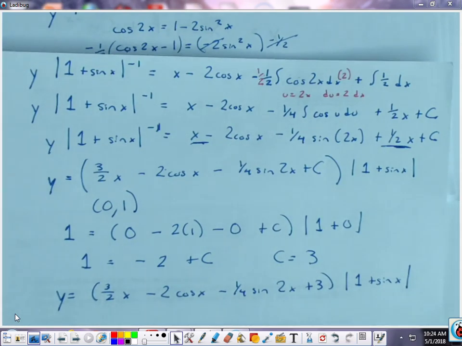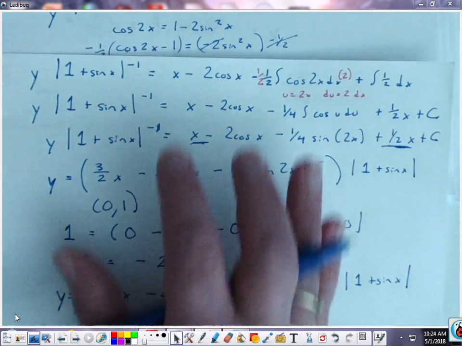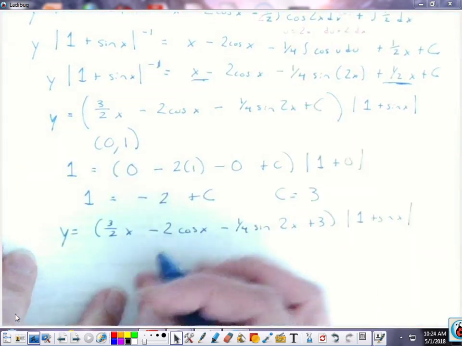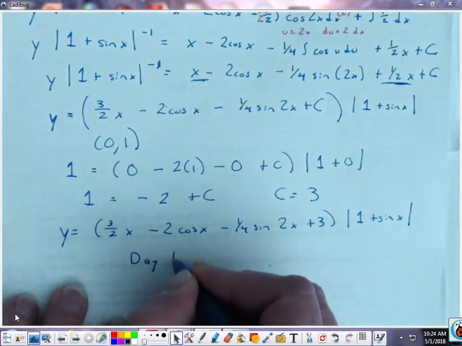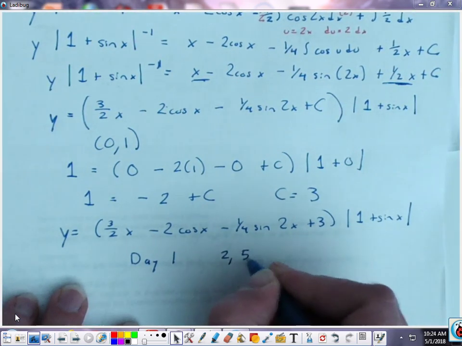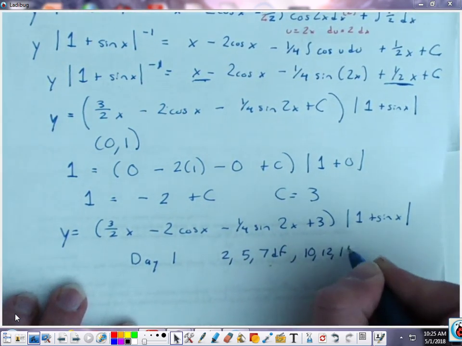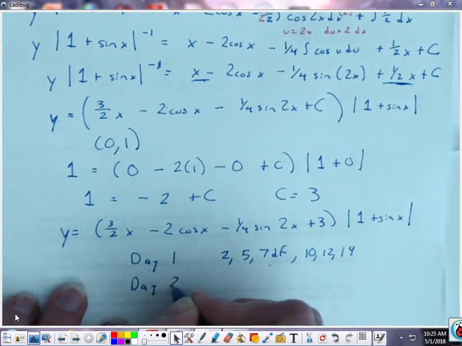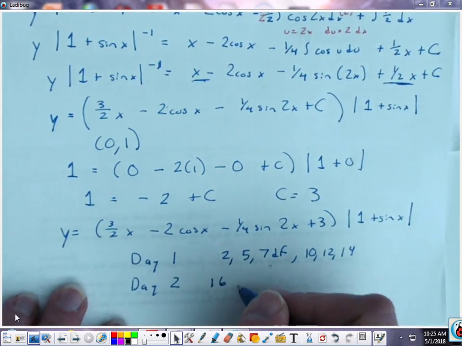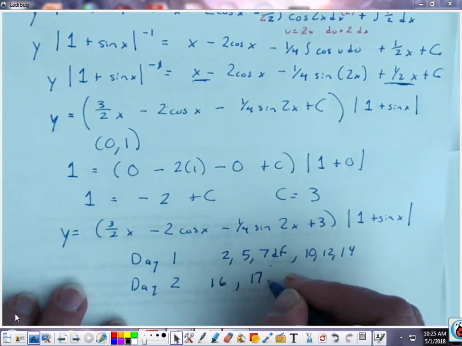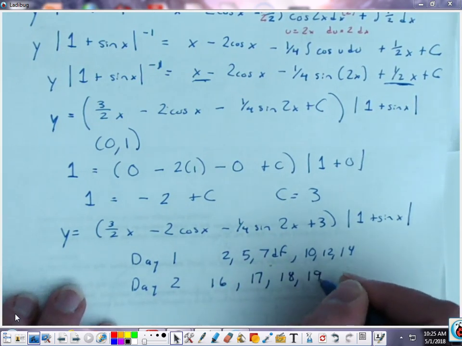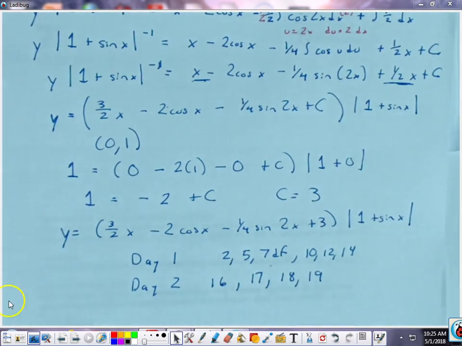And I'll just write it. You know what it is altogether? I'll just write it. Day 1 was 2, 5, 7, D, F, 10, 12, 14. Day 2, number 16 can be done either way, as the integrating factor way or separation of variables. 17 is actually like A through F, and then 18 and 19.